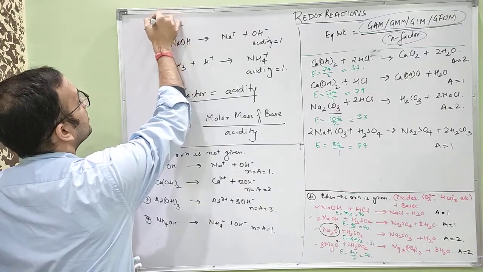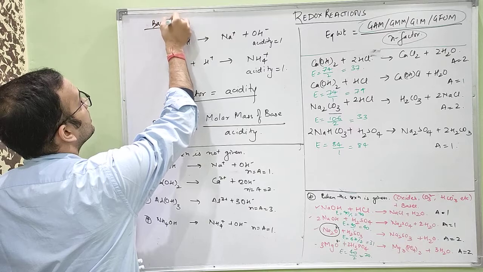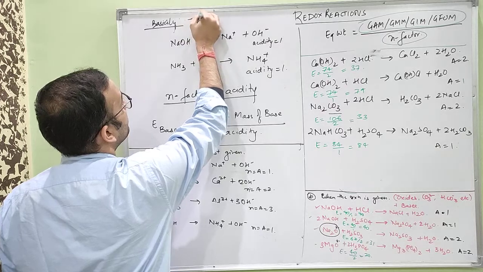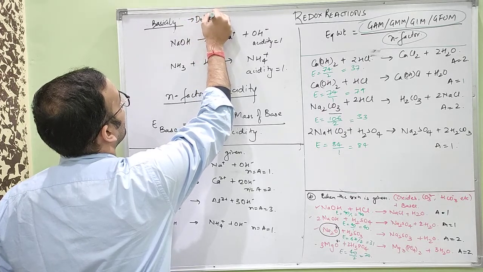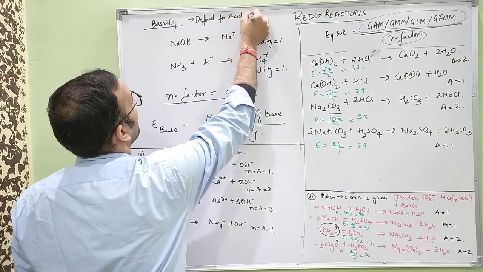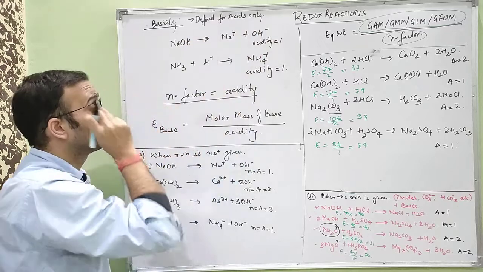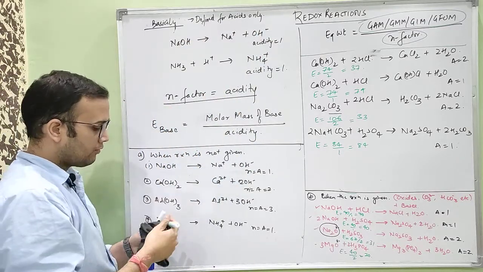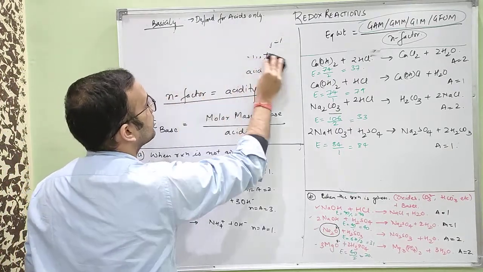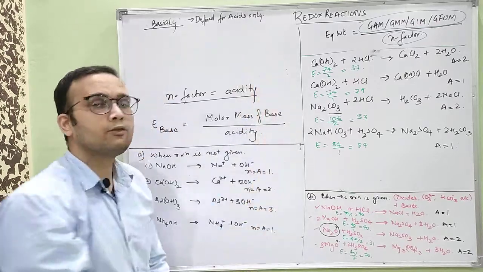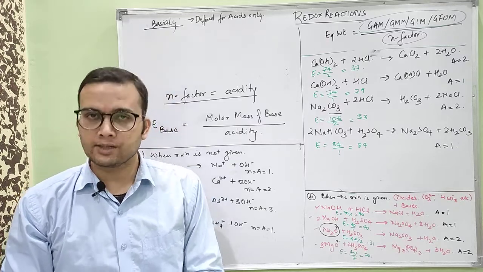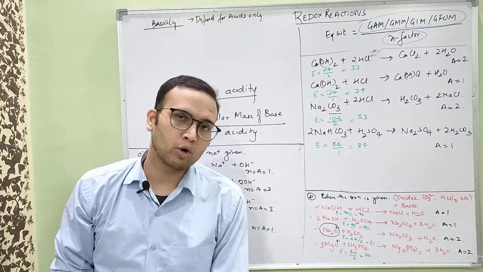Got it? Let's take a look at basicity because basicity is based on acids now. Basicity. Right, the basicity is defined for acids only. Write that. There will be two definitions. Basicity for an acid is equal to the number of H plus ions given per mole of the acid.